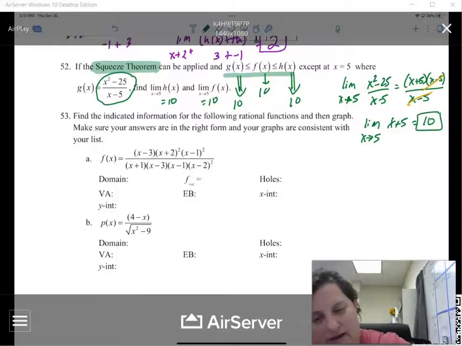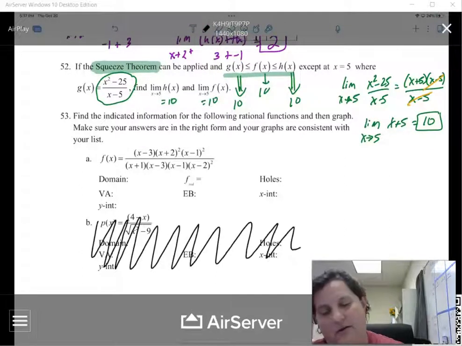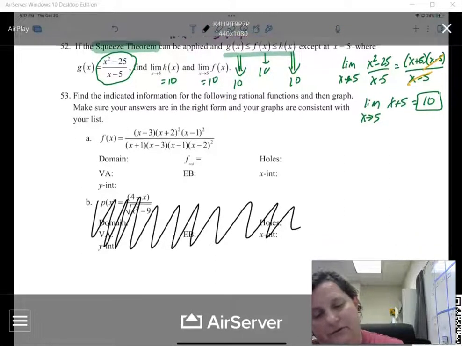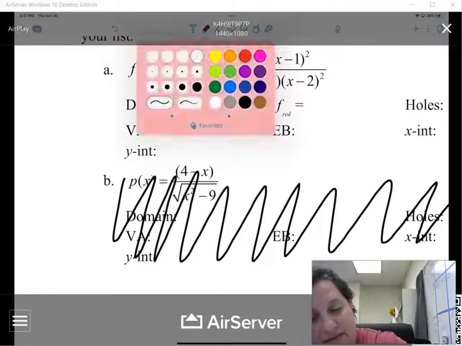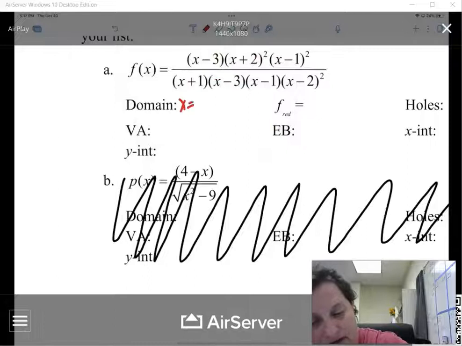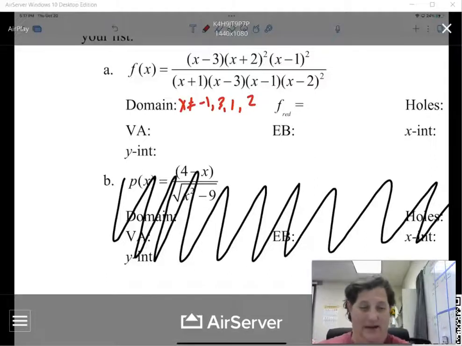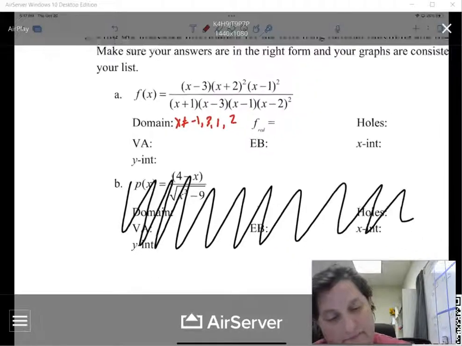is a little bit crazy. We're definitely not going to look at that right now. We can look at this one. Okay. Domain. First of all, anything that makes the bottom 0 affects my domain. So x cannot be -1, 3, 1, or 2. That's easy. Those are my discontinuous values, my restricted values.